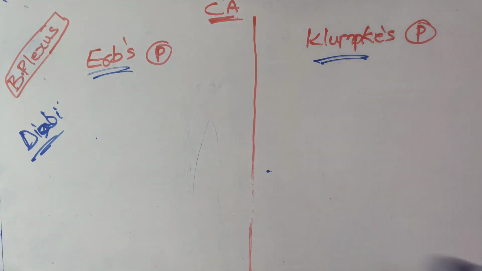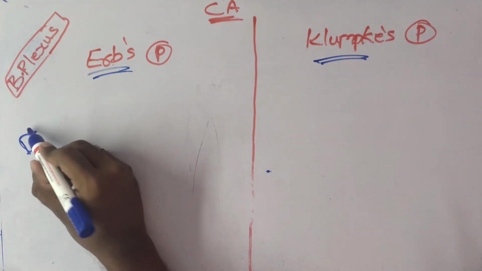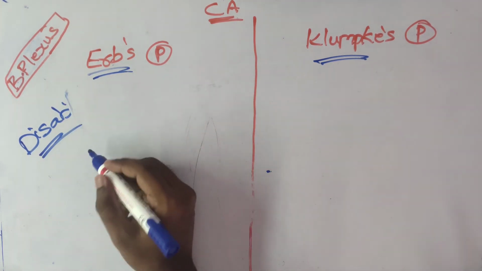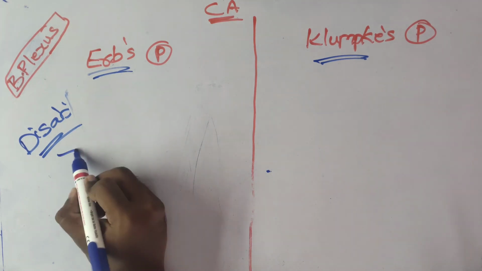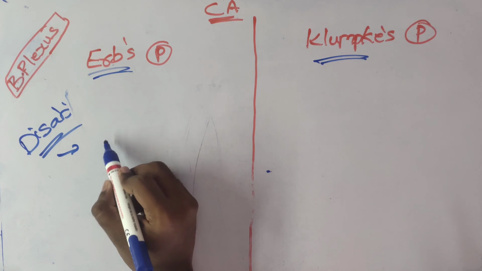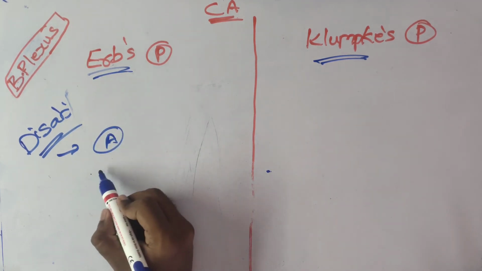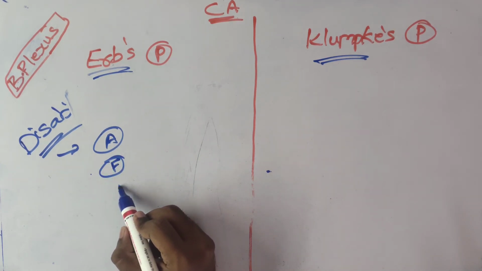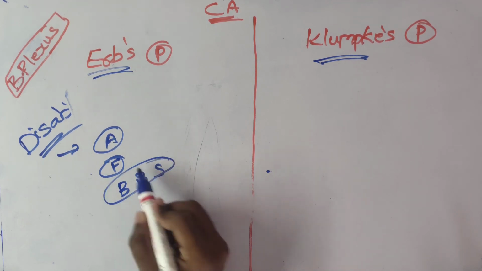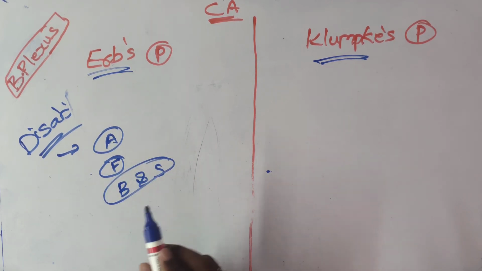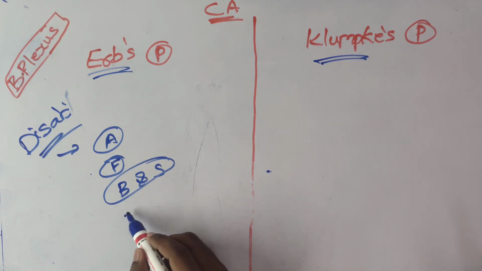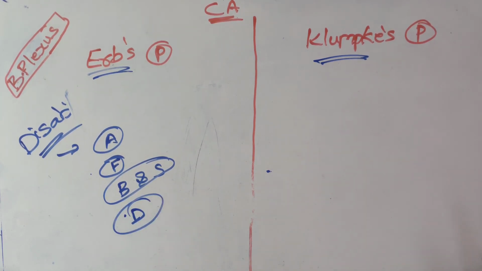Disability of Erb's paralysis as well as Klumpke's paralysis. In Erb's paralysis, abduction and lateral rotation of the arm at the shoulder joint are affected. Next, flexion and supination of the forearm are affected. Biceps and supinator jerks are lost, and sensation is lost over a small area of the lower part of the deltoid muscle. These are the disabilities of Erb's paralysis.